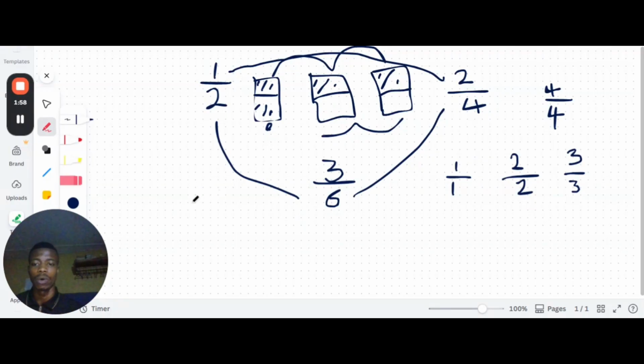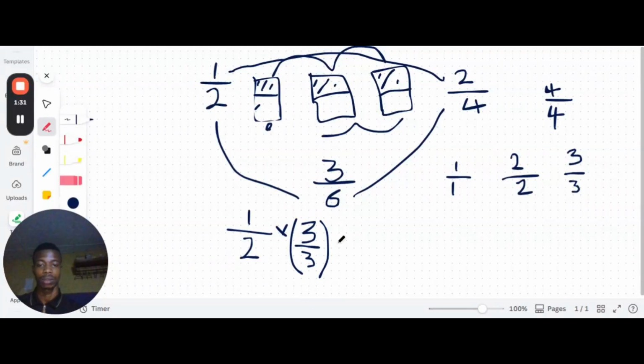So really, let's say you multiply 1 over 2 by 1. In this case, we're going to represent 1 by 3 over 3, right? What are you going to have? When multiplying fractions, you multiply the numerator by the numerator and the denominator by the denominator. So if we multiply these, we're going to have 3 over 6.